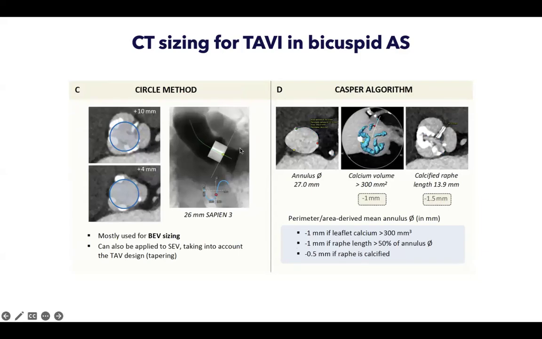What I use mostly myself, I use mostly intercommissural distance, but also a lot the circle method. I use the circle method more and more, and not only for bicuspid, but also for tricuspid cases. If I have a doubtful case for sizing, I simulate kind of the valve. What you do with that circle method is you simulate the valve in the anatomy and you see if you cover all the commissures.